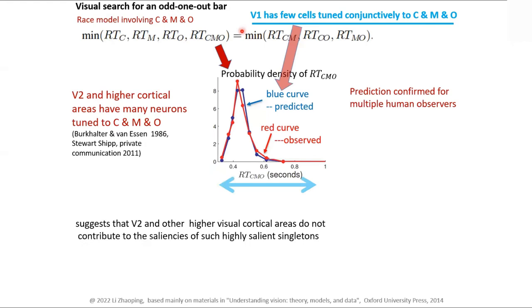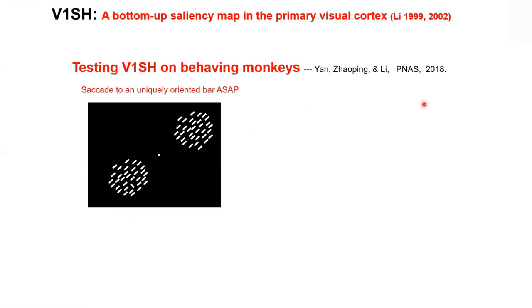And then recently we're also showing monkeys. We do this experiment with monkeys. We make the monkey fixate in the middle. Once they fixate in the middle, we flash these two groups of bars on the screen, and the monkey's task is to saccade to the unique one as quickly as possible.